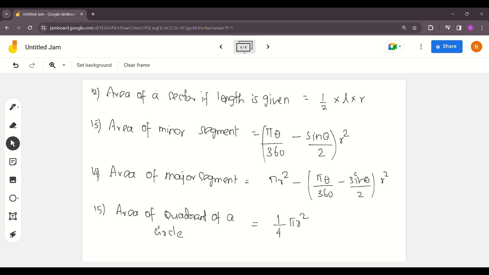And area of quadrant of a circle. Quadrant, we have seen in the basics, means a circle is divided into 4 parts. Those are nothing but quadrants. The complete angle makes 360 degrees, so 360 divided by 4 is 90. Since the circle is made into 4 parts, the area of one quadrant of a circle is nothing but 1 by 4 pi r square.